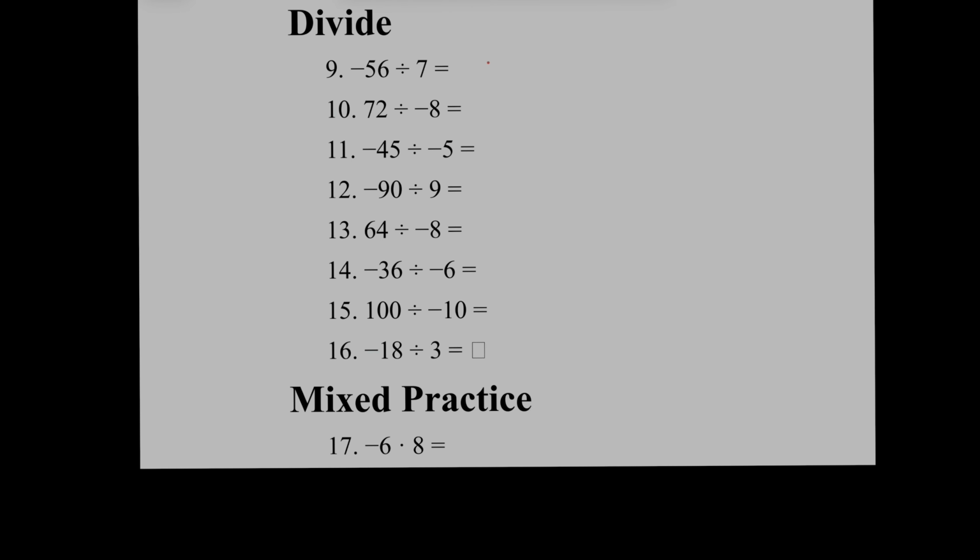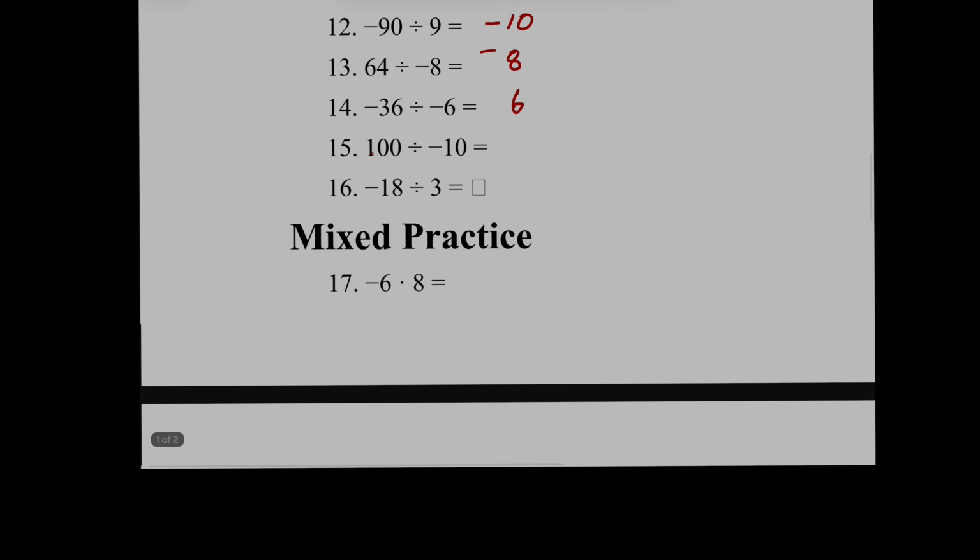Sorry. So 56 divided by 7 is going to be an 8. One of them is negative, so the answer is negative. 72 divided by 8, that's going to be 9, and the answer is negative because there's one negative. Two negatives, that's going to make a positive. Here we have one negative, so the answer is going to be negative. Here I have one negative, and so the answer is going to be negative.